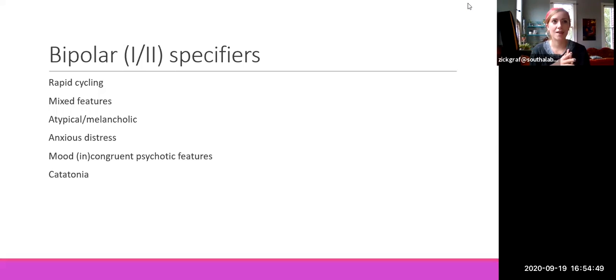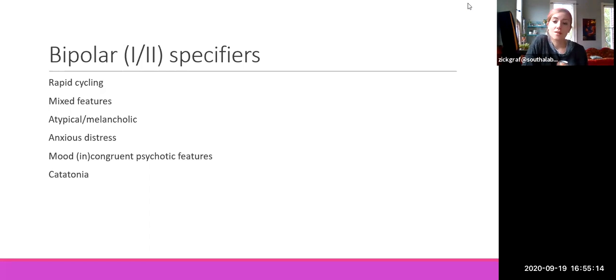And the longer someone goes with untreated rapid cycling bipolar disorder, the shorter the euthymic periods in between the mood episodes become, until eventually someone can cycle so rapidly that they almost never get a break from being in a mood episode. So rapid cycling bipolar disorder has a worse prognosis. It's more resistant to treatment, and it tends to worsen over time more than other types of bipolar disorder.